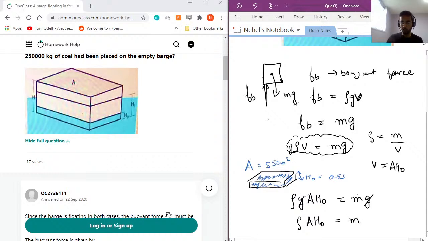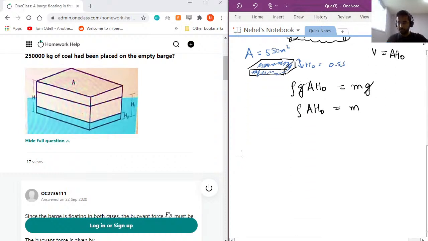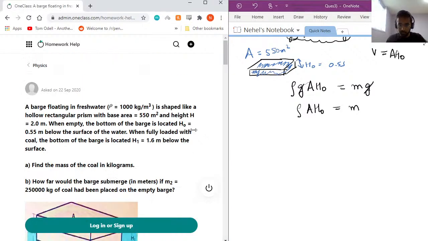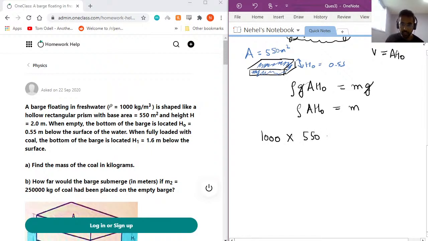So m in this case is the mass of the overall box, because initially we have not put in any additional weight. So m to begin with would be the mass of the box. As you would know, we are given the values of all of these quantities. So we know that the density is equal to 1000, times area, which is equal to 550, and then the height h naught, which is equal to 0.55. Therefore, the mass of the box is equal to the product of all of these, which is 302,500 kilograms. So it's a very, very heavy box.